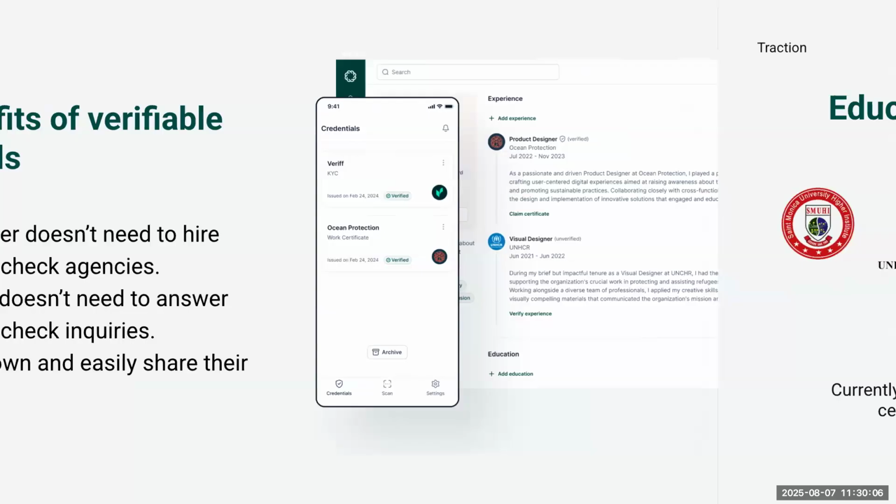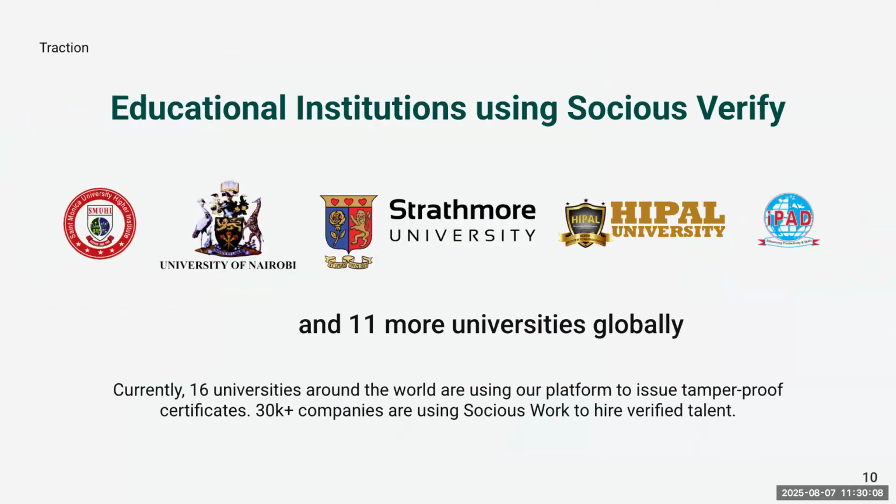So with Socious, we are working with 16 universities worldwide, especially in Africa, where forged certificates are rampant. There are many forged certificates. If you go there, it's very easy to buy fake certificates. And some of them are quite well-known universities in Africa, top universities in Kenya, University of Nairobi and Strathmore University, and other universities in Cameroon.